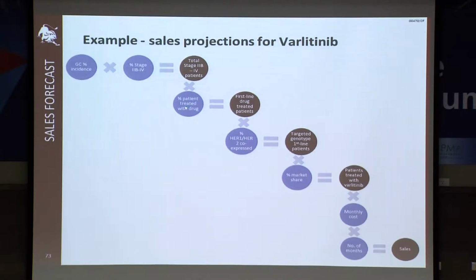Then we're looking at the percentage of patients treated with the drug to give us first-line drug-treated patients. Now we are targeting a very specific subsegment of patients, which is the HER1, HER2 co-express segment. So this gives us the targeted genotype, first-line patients. And then we look at market share. And that gives me the number of patients that will be on valetinib. But that's only the number of patients, volume numbers. So to come to my sales number, I'll need to multiply it by how much I'm going to charge them per month, and the number of months they will be on the drug.